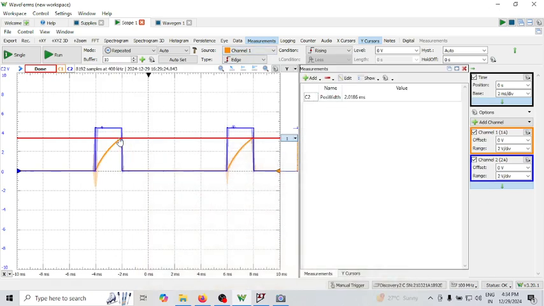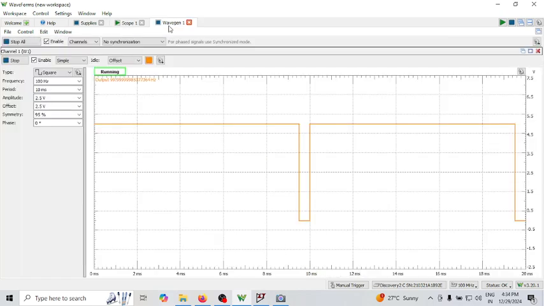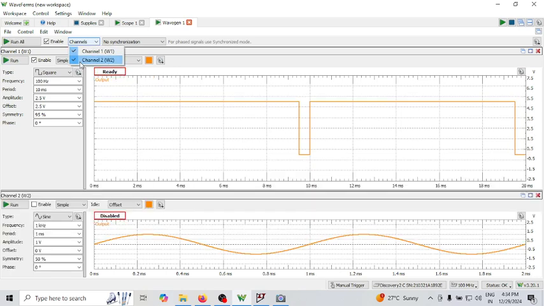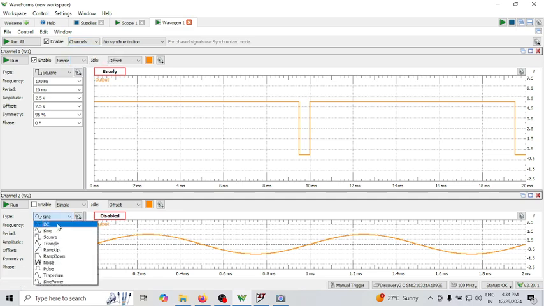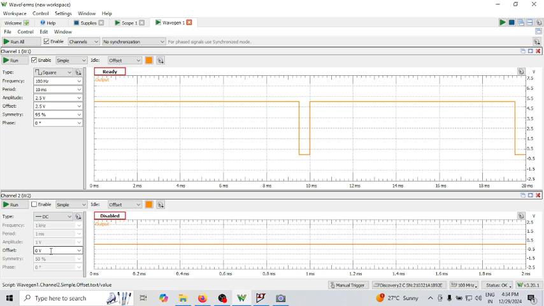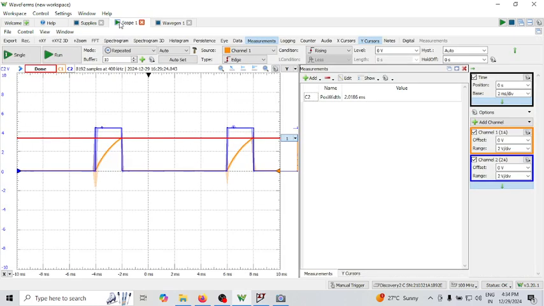The moment I make it, this will go to 4 volt. So I will go here and use another channel. This also I'll enable. I will use a DC, 4 volts now. Now this is also running. Let me go to scope and then run.